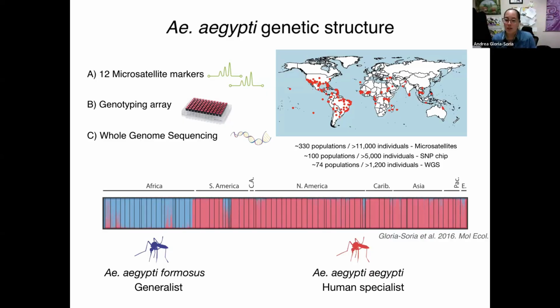Whereas outside of Africa, Aedes aegypti has become so adapted to humans that it breeds in artificial containers and prefers to feed from humans over any other species. And so our genetic clusters pretty much separate both of the forms or subspecies of Aedes aegypti.